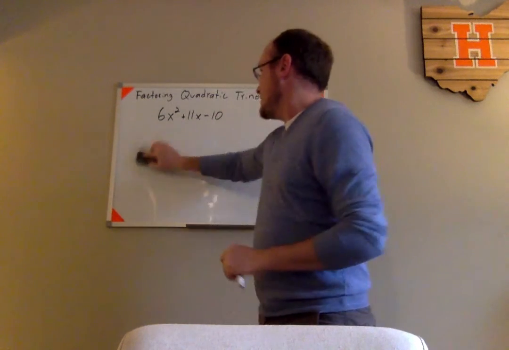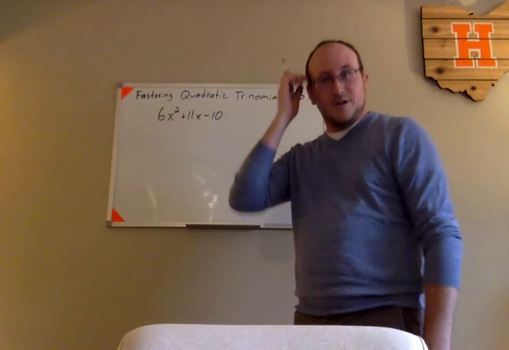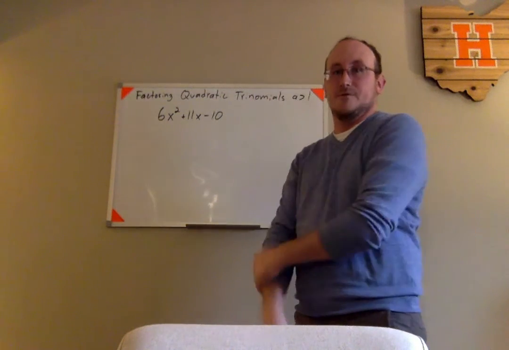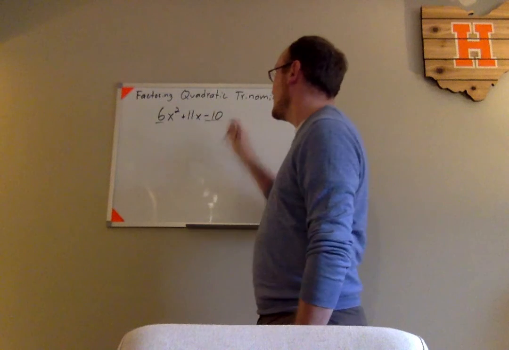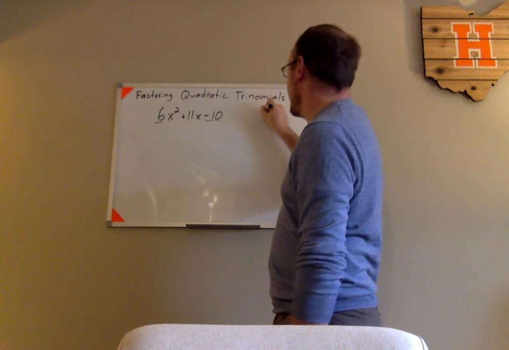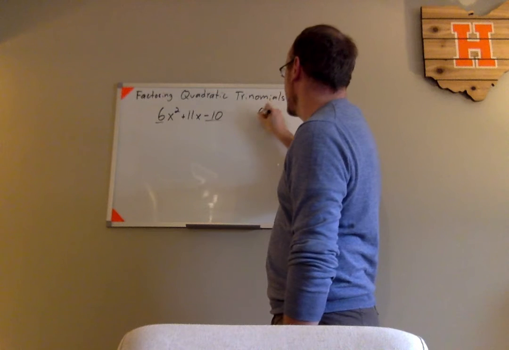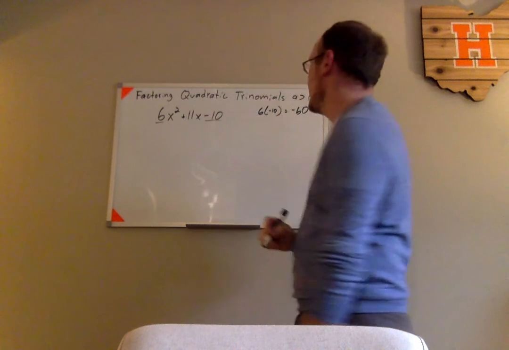If you didn't quite possess that number sense and you weren't quite sure how to do that problem that way and it got you a little bit lost, I can show you a much more systematic approach for doing that. We call it the AC method. You take the value of A and the value of C for this quadratic trinomial and you multiply those together. So the first thing I'm going to do is take 6 times negative 10. That's negative 60.